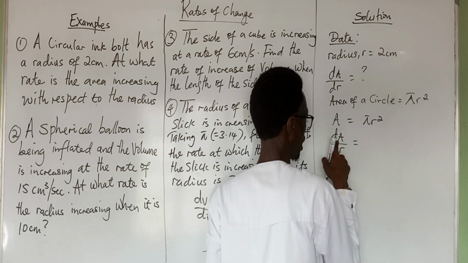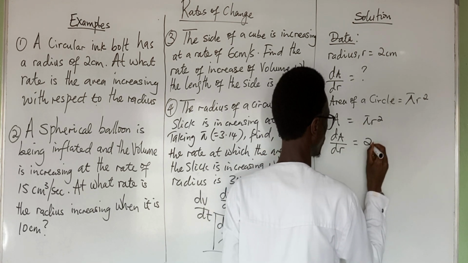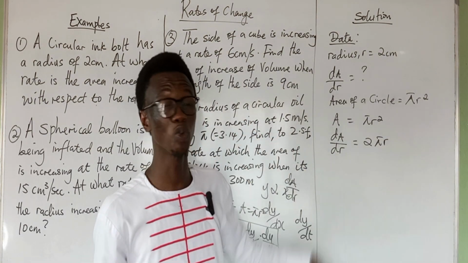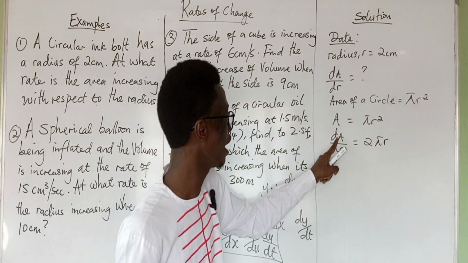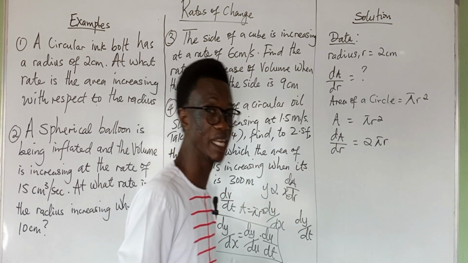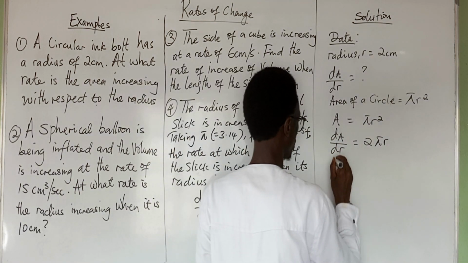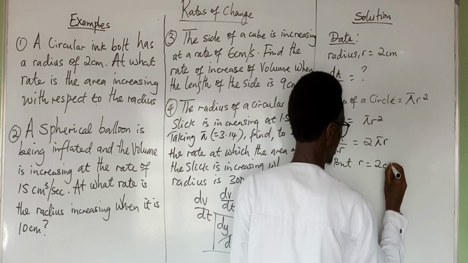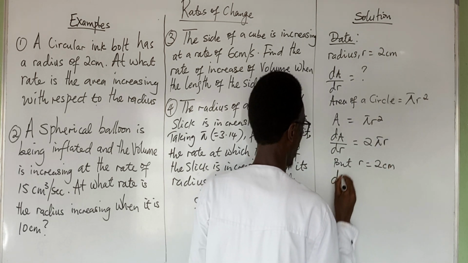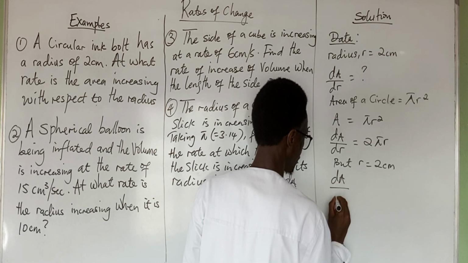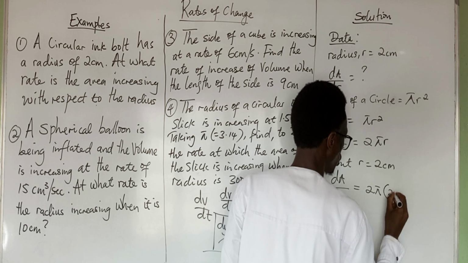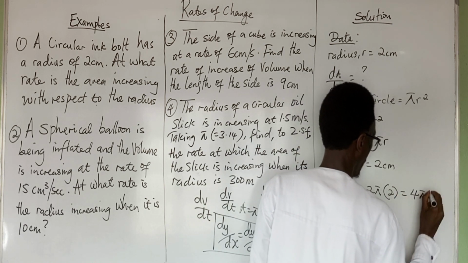Remember, we are differentiating a with respect to r, so this becomes 2 pi r. Now the next thing we have to do: what is our radius? Our radius is given as 2 centimeter. So therefore, our rate of change of the area with respect to r must be 2 pi multiplied by 2, which gives you 4 pi.